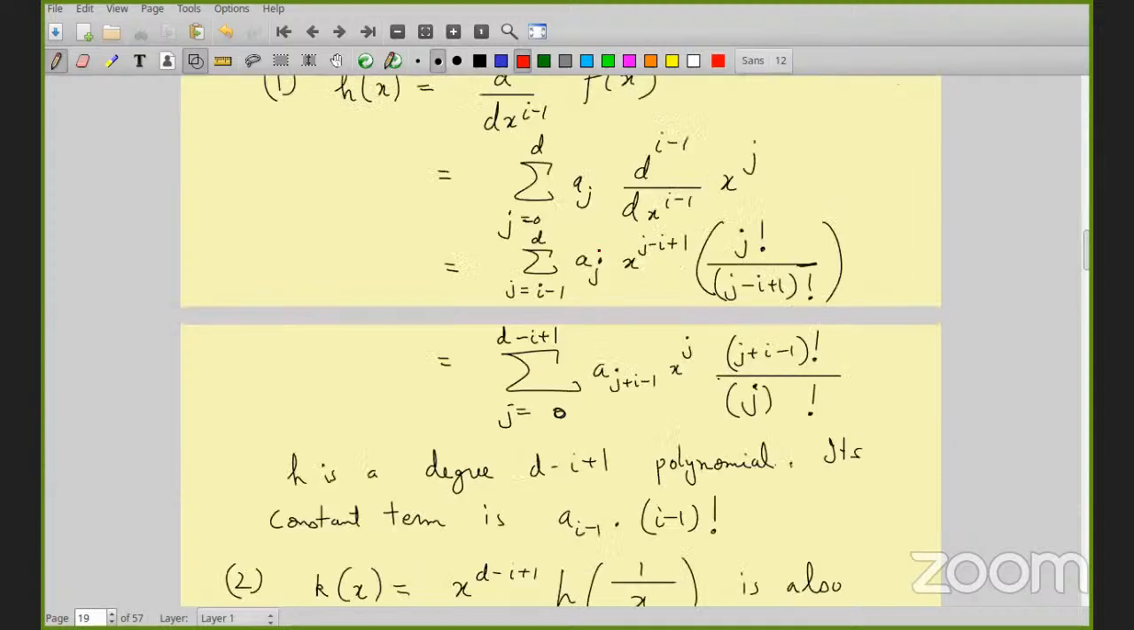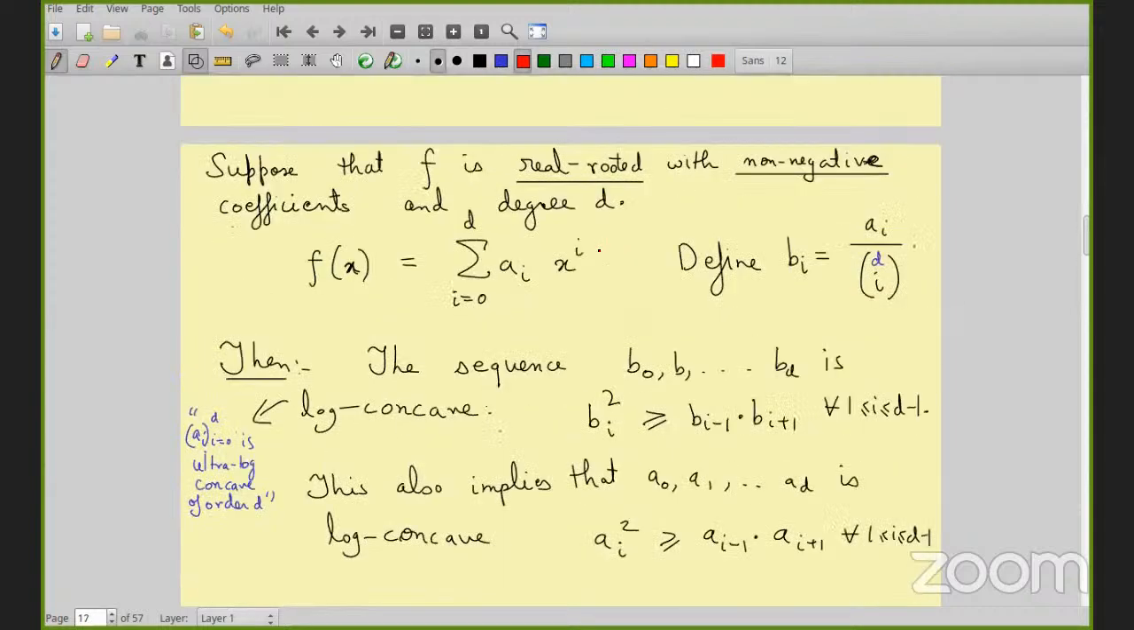Okay. So the upshot of this is that for real rooted polynomials with non-negative coefficients at least, the ultra log concavity will work even without the non-negativity constraint, but we are interested mostly in the non-negative coefficients case.